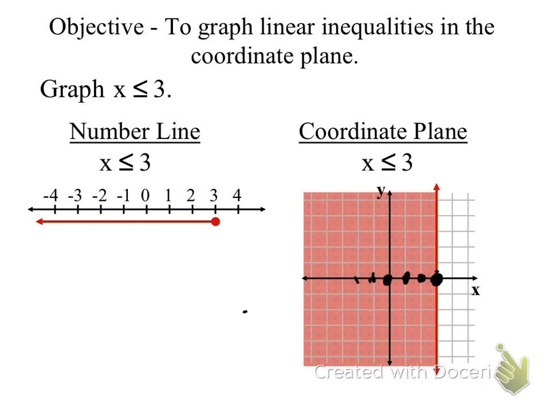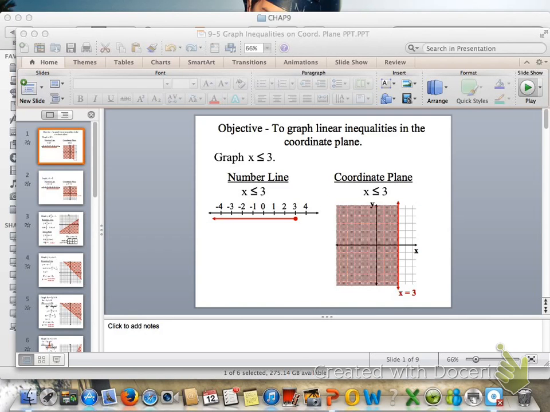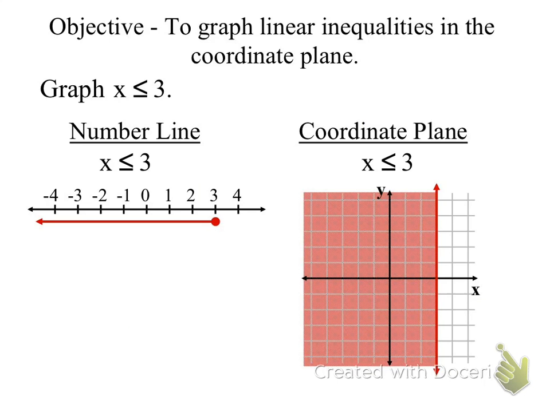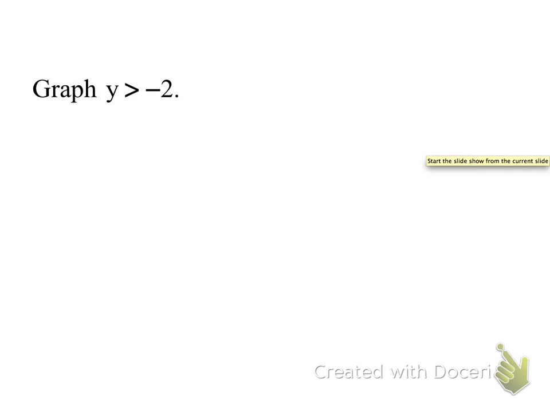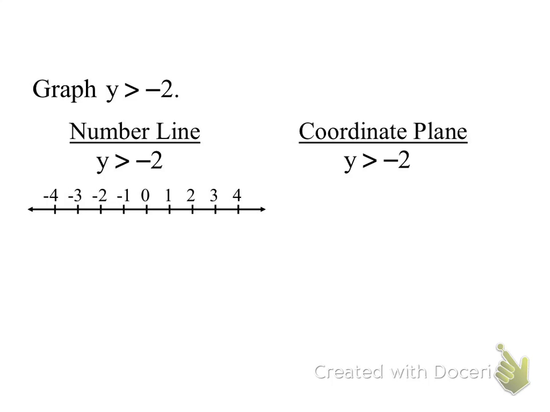Okay, y is greater than -2. So how do we, temporarily, we make it an equation. When I make it the equation, how do I figure out my points? Or actually, let's first look at it on the number line. On the number line, it looks like this. Start at the -2. Is this an open or a solid circle? Open. And which direction is it going in? To the right. Okay, next one. On the coordinate plane.